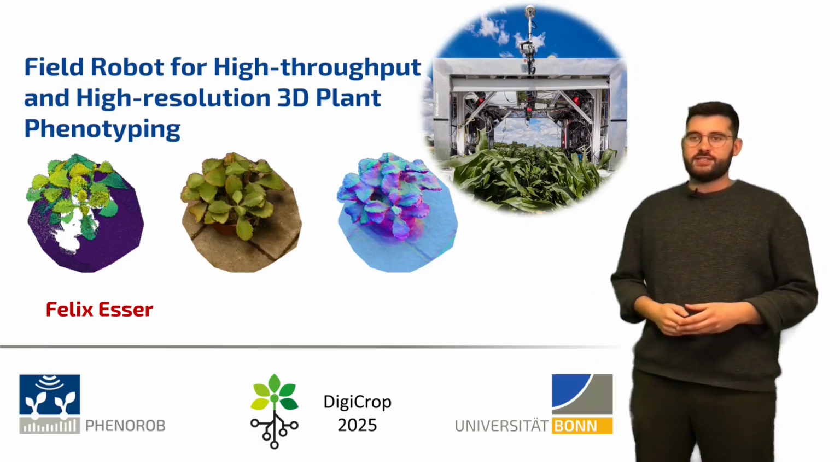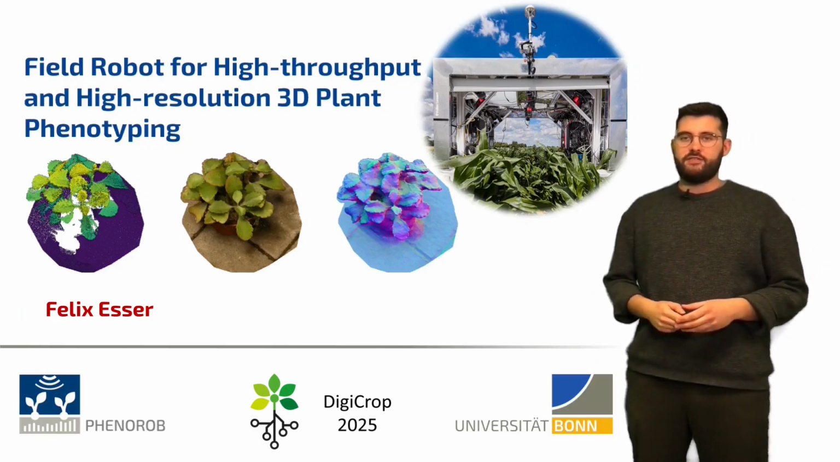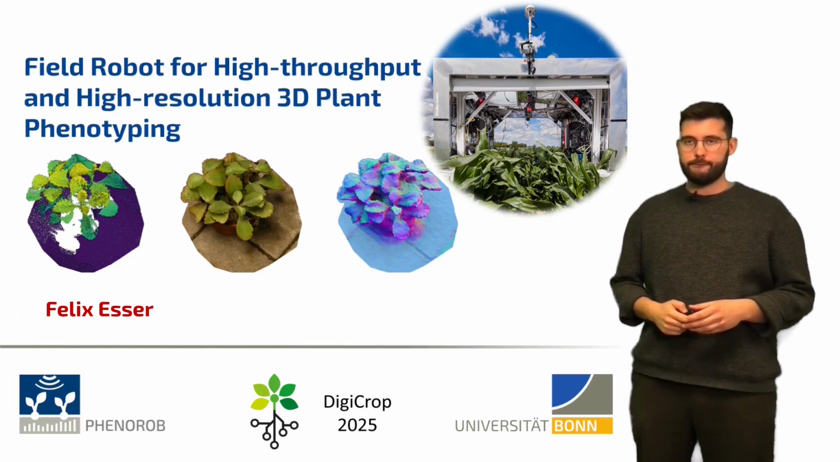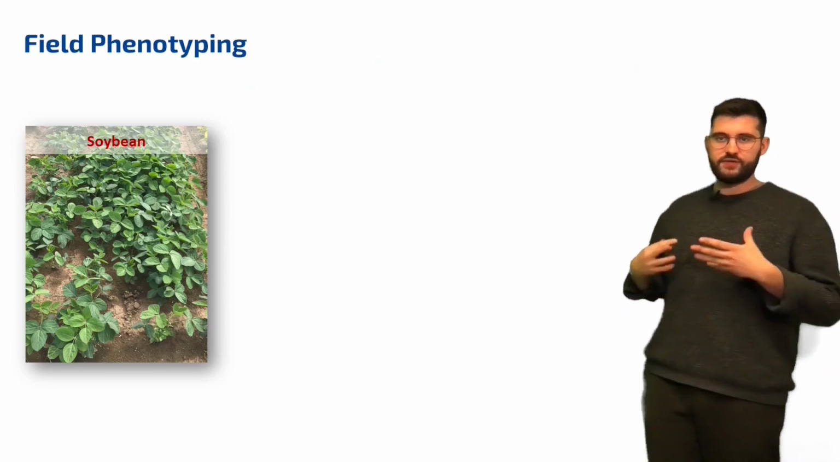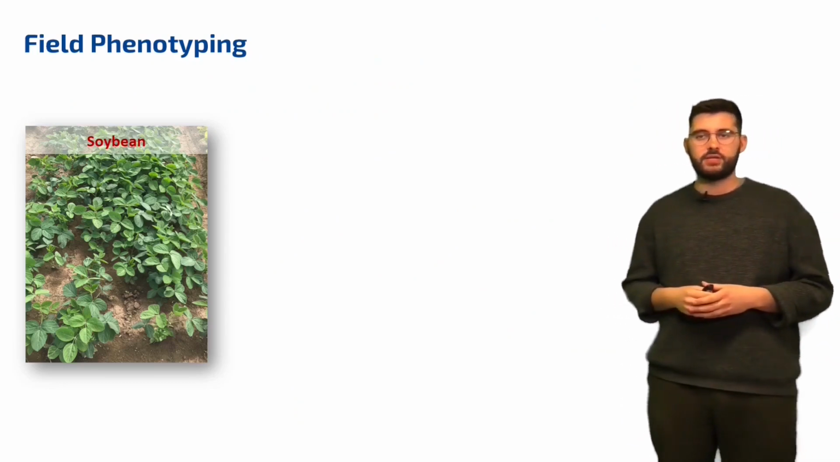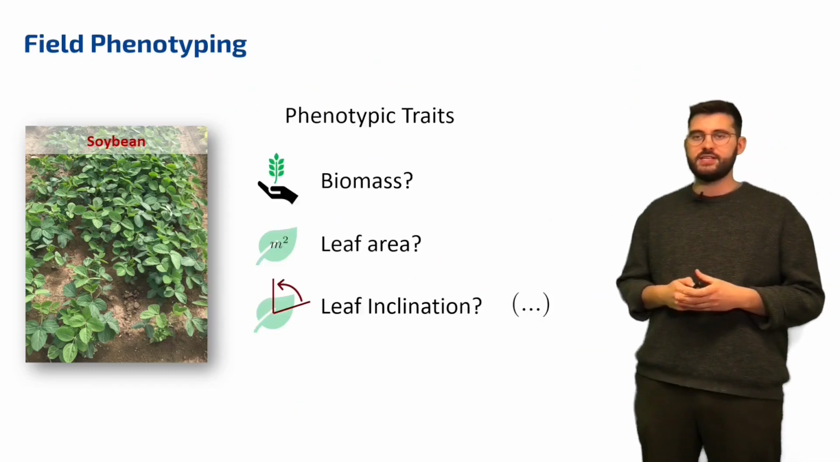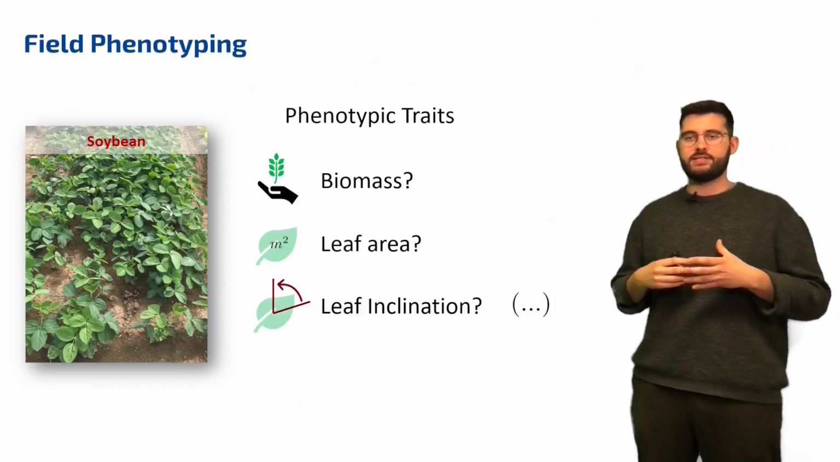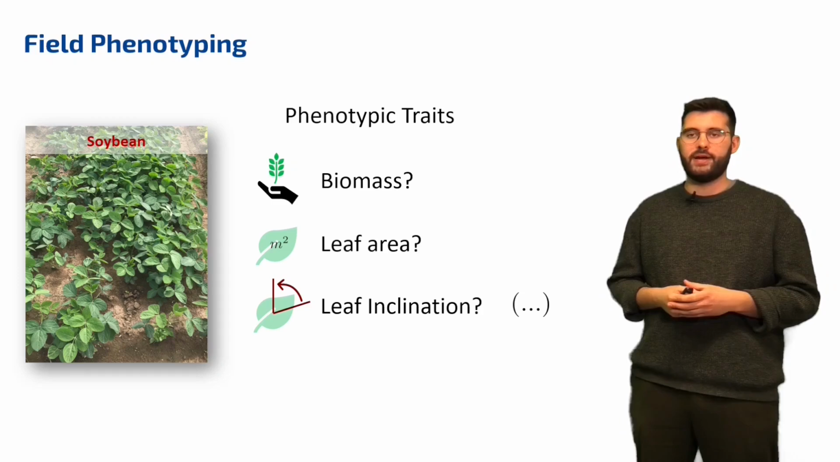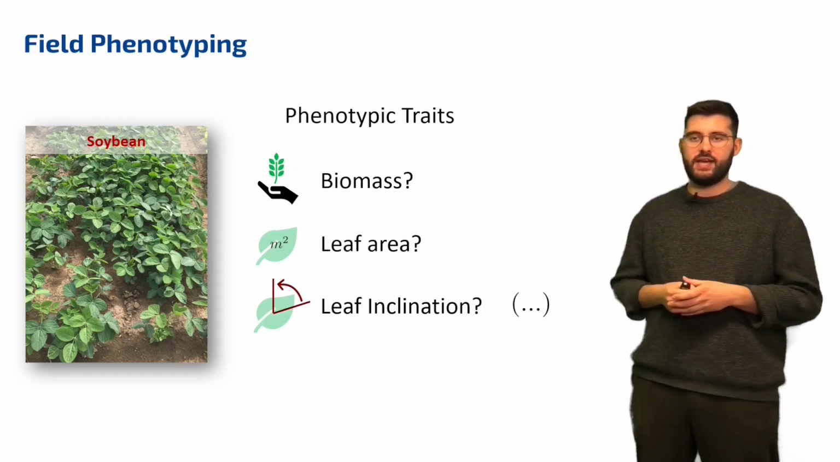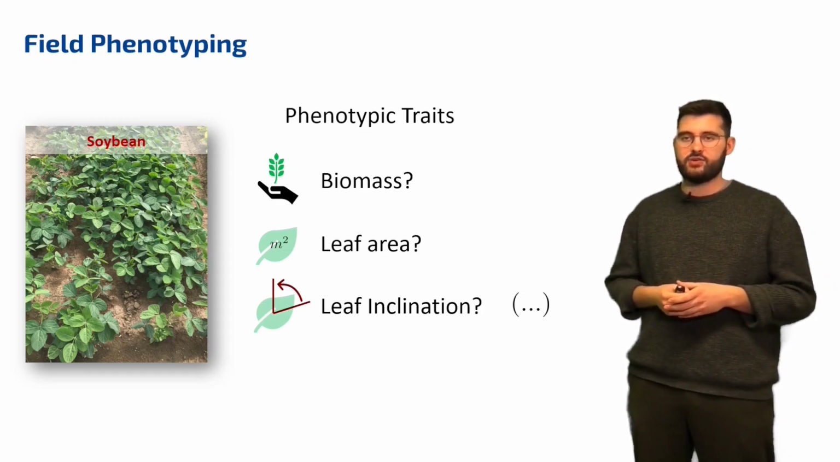Hello, my name is Felix and today I want to present our field robot for high throughput and high resolution 3D plant phenotyping. So what is field phenotyping? We have here an example crop plot of soybean plants in the field, and phenotyping means the trait extraction, for example biomass, leaf area, leaf inclination and many more parameters that are relevant in crop sciences and agriculture.